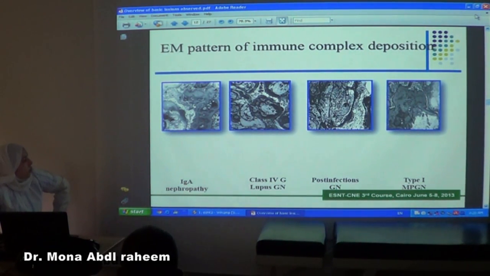This is EM, a pattern of immune complex deposition disease. Immune complex glomerulonephritis is classified according to the site of deposit. In class 4 lupus nephritis, the deposits are subendothelial. In IgA nephropathy, the deposit is restricted to the mesangium. In post-infectious glomerulonephritis, there are subepithelial humps, with deposits in the subepithelial region. In type 1 membranoproliferative glomerulonephritis, the deposit is something new.